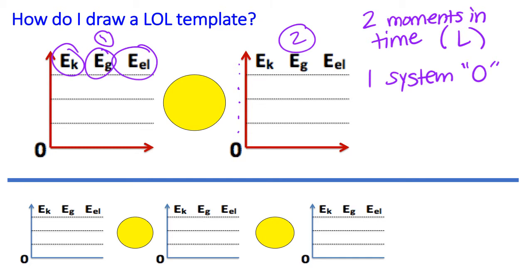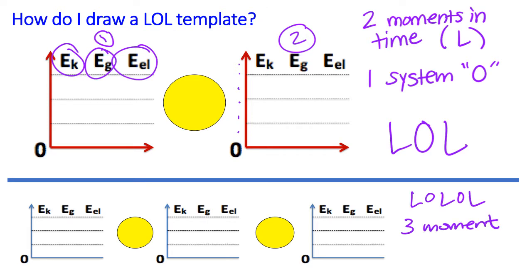This is a traditional LOL diagram. If you look at the diagram on the bottom here, though, notice that it's a little more complicated. This one is an LOLOL diagram. And notice here we have 3 moments in time. We have 3 L's. We have 1, 2, 3. We have our initial system, O, but then I've added another system O.